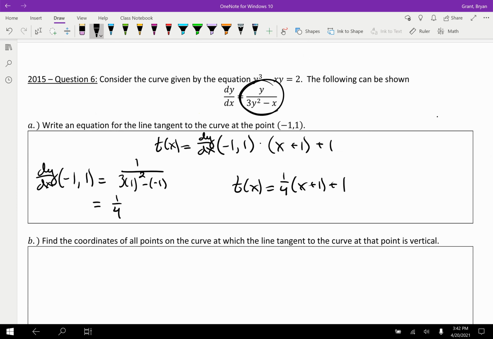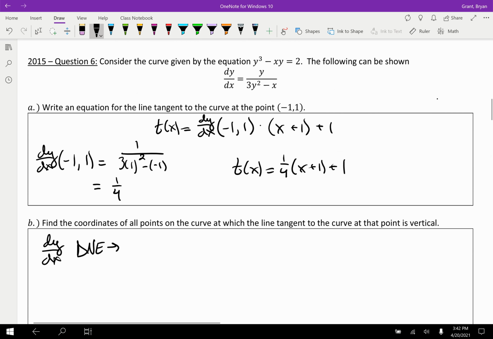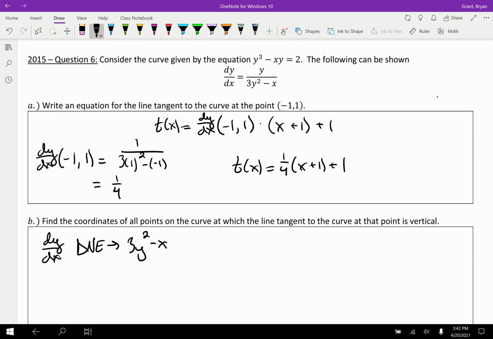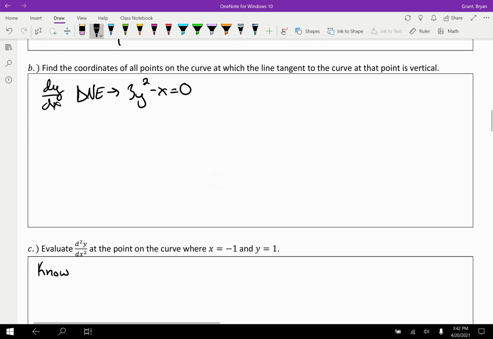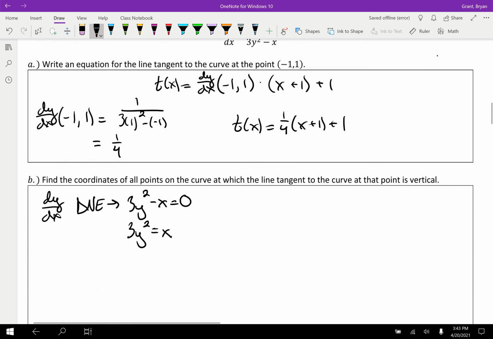So if this is the formula to find our slope, what will make a fraction undefined? That is if the denominator is 0. So we need to find when dy dx does not exist. And to do that, we set the denominator, 3y squared minus x, equals 0. I suggest that we isolate a single variable, and x I think is pretty easy to isolate here. So whenever the x coordinate is equal to the y coordinate squared times 3, then you will have a point that causes the derivative to become undefined.